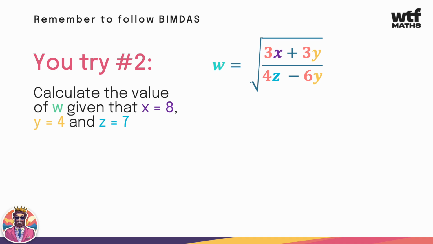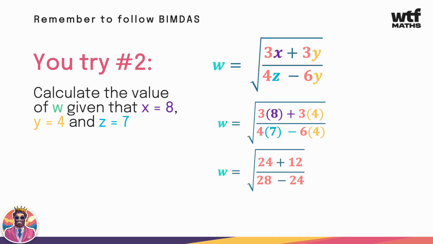Alrighty, let's get into it. So first of all, substitute your numbers in. So X was 8, so we get 3 times 8 plus 3 times 4. Then that's all going to be divided by 4 times 7, take away 6 times 4. So if we start working out those multiplications, 3 times 8 is 24, 3 times 4 is 12, 4 times 7 is 28, and 6 times 4 is 24.